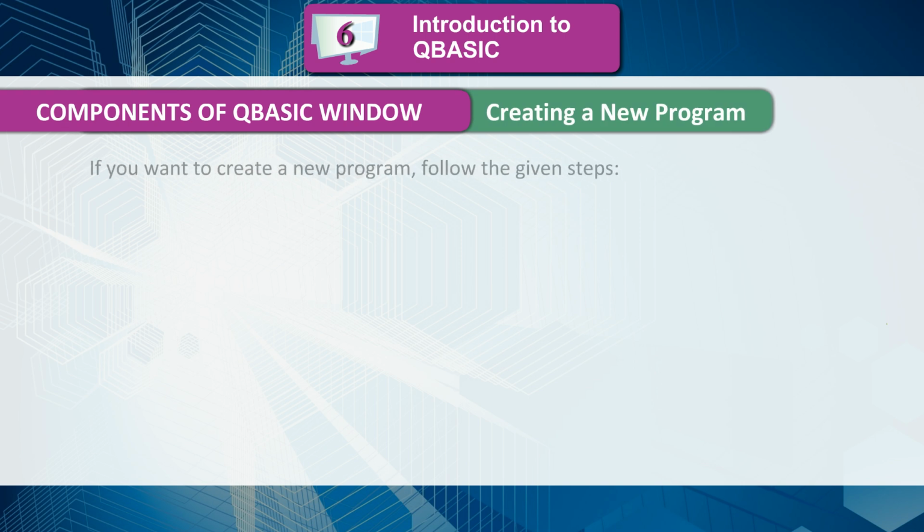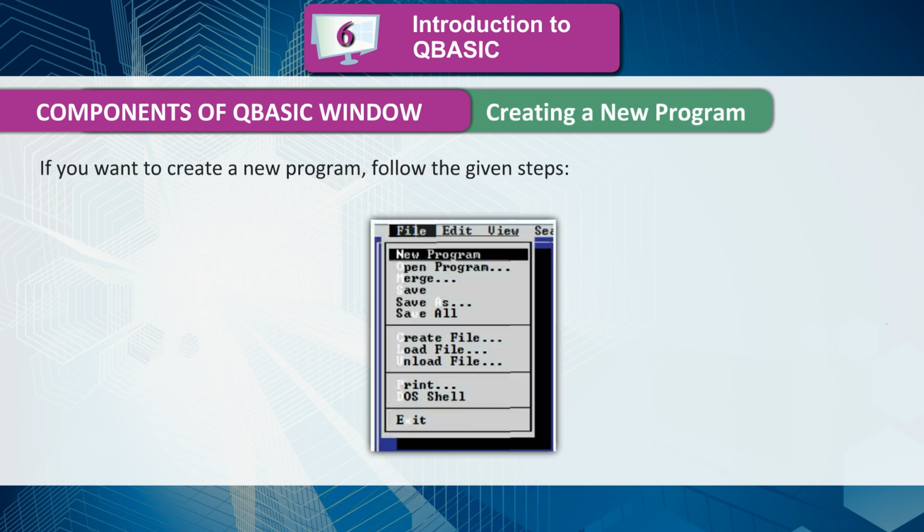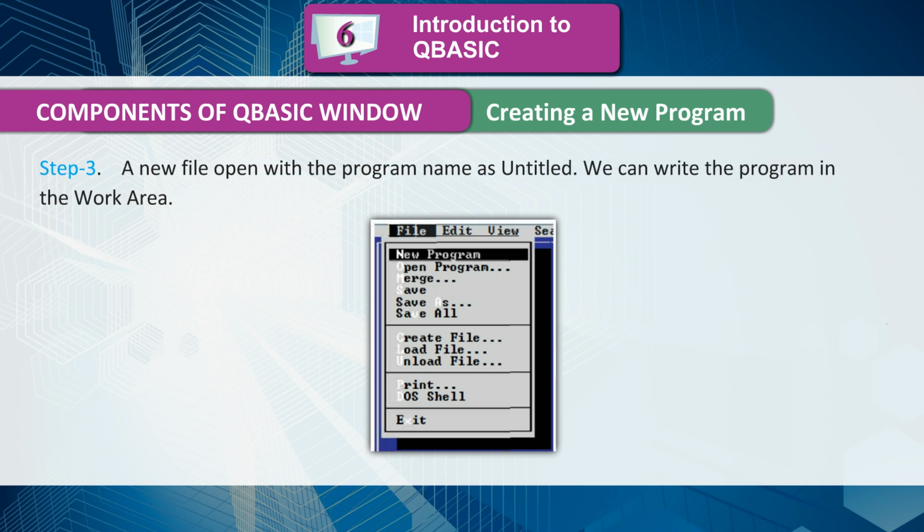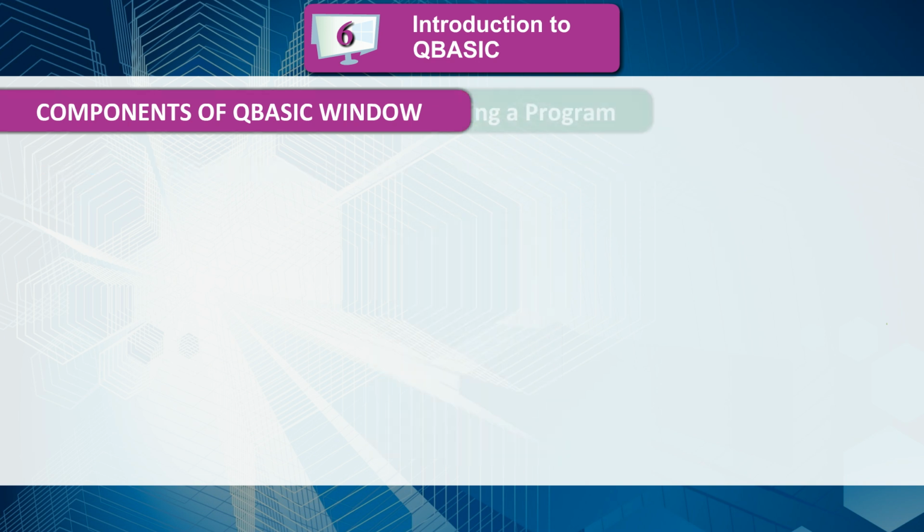Creating a new program. If you want to create a new program, follow the given steps. Step 1. Click on the File menu. Step 2. Select the New option. Step 3. A new file opens with the program name as Untitled. We can write the program in the work area.